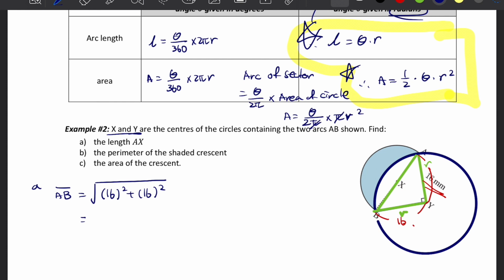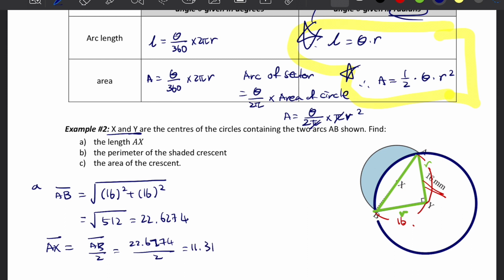16 squared plus 16 squared is the same as the square root of 512, which is equal to 22.6274. Since we need to find the length from A to X, which is the same as half of AB, the answer is 22.6274 divided by 2, which is 11.3137. So its length is approximately 11.3 millimeters.